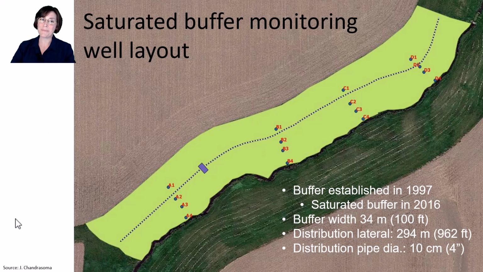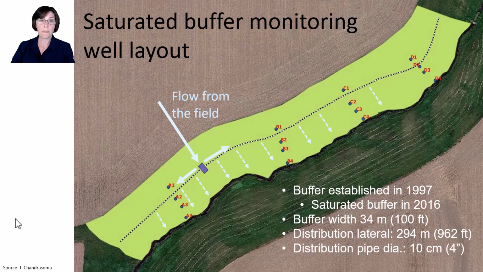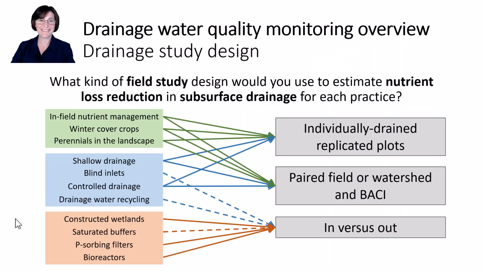For saturated buffers, it's difficult to measure the out part of the equation because the water is filtering through the soil as reconnected shallow groundwater. We can relatively easily monitor the volume of water that's routed into the saturated buffer and the nutrient concentration in that water by taking advantage of the control structure. And then we use a series of monitoring wells to sample the groundwater as it seeps through the buffer. It's not quite as easy as monitoring a bioreactor, but of course I would say that.